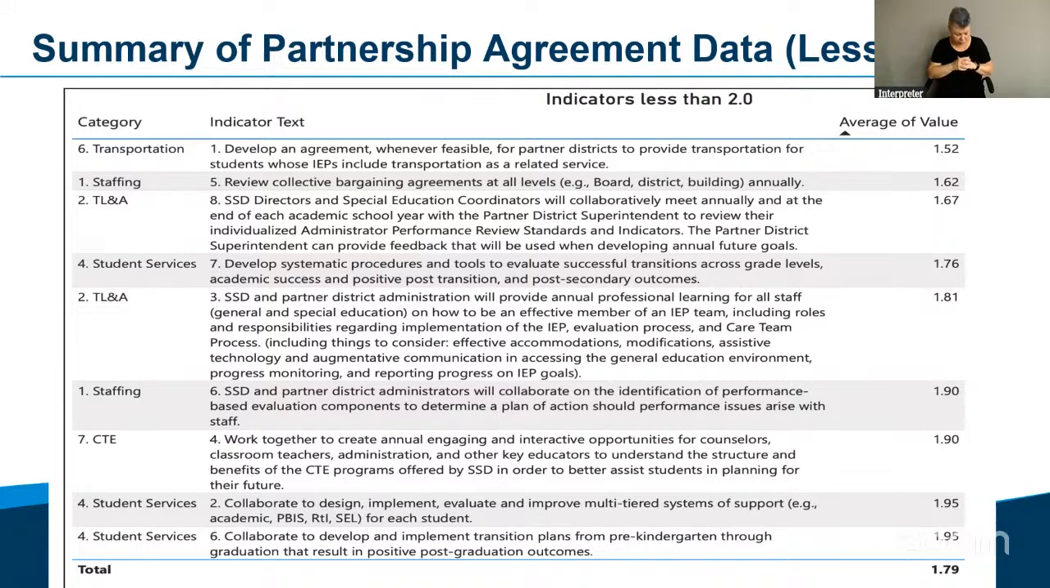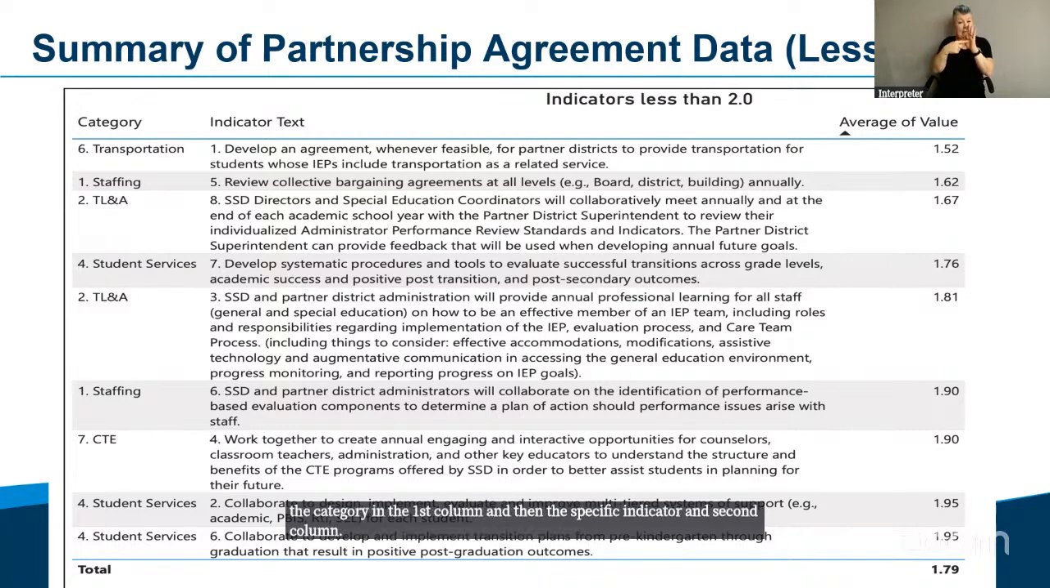All right, the next slide is a few of the specific indicators, and you can see the category in the first column and then the specific indicator in the second column. And these are the indicators that were the lowest scoring. So I just wanted to identify those. As we move forward, we will be talking a little bit about our focus areas, these being some of those really specific things that we identified as areas of opportunity.